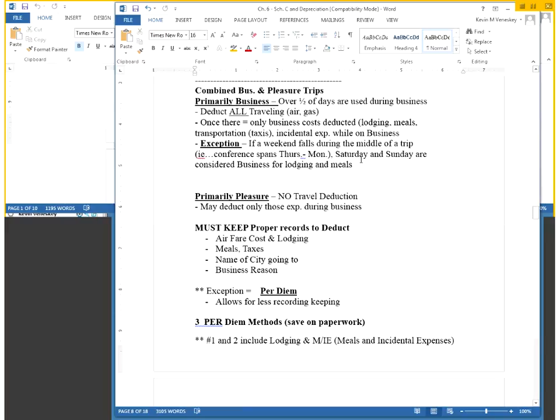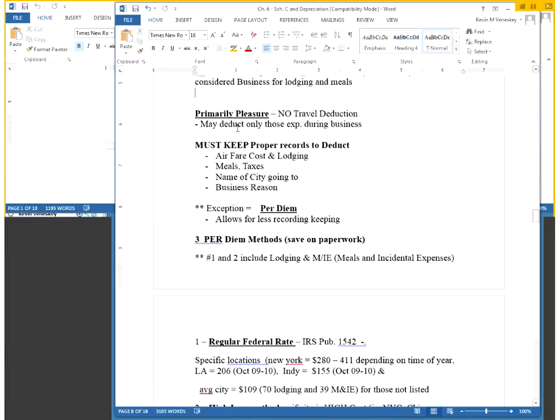And then notice how they calculate weekends. If your business purpose requires you to be there on a Friday and a following Monday, you can actually count the Saturday and Sunday as part of business. You're there for business purposes even though you may not be doing business those days.